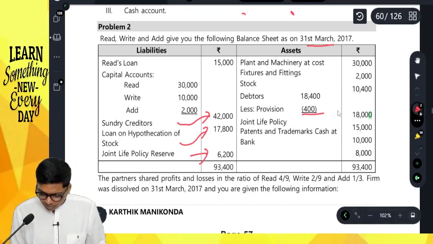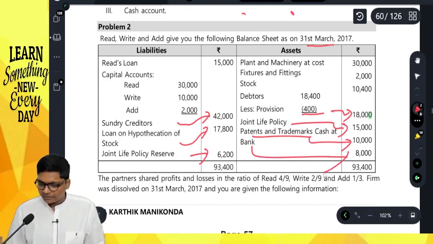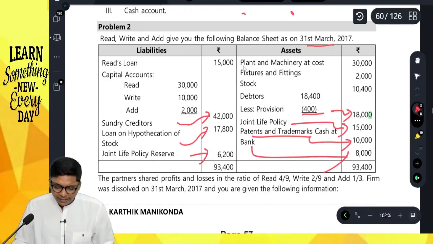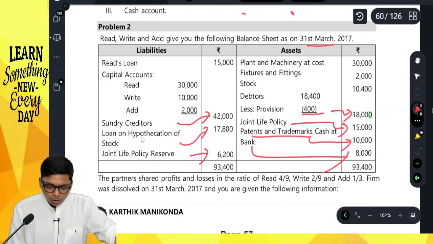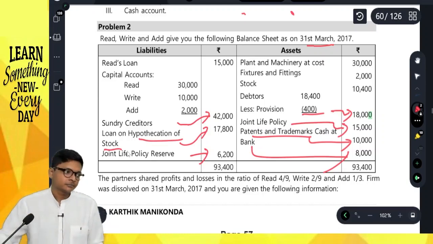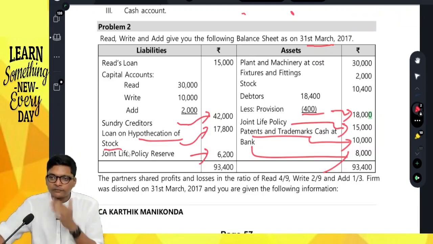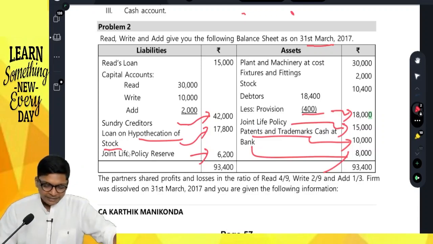Debtors is 18,000, JLP is 15,000, patents and trademark is 10,000, cash at bank is 8,000. Okay, apart from JLP everything else looks familiar. Loan on hypothecation of stock means they have taken a floating charge. In law, you have studied something called floating charge. On the loan, they have taken hypothecation of stock, which means a floating charge has been taken. Secured loan, simplest one. Then you have the other liabilities.